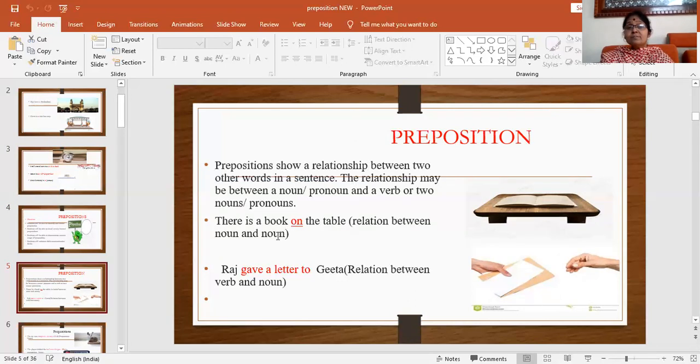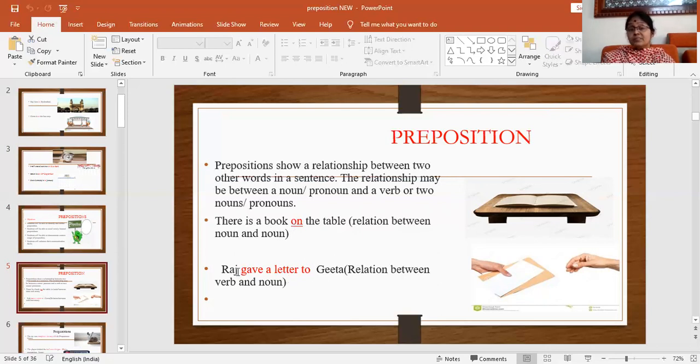Now, the relation between one noun and the other noun, that is book and table, the relationship is being shown by using a preposition, on, right? Book on the table. Now, let us look at the second sentence. Raj gave a letter to Geeta. What did he give? Letter.